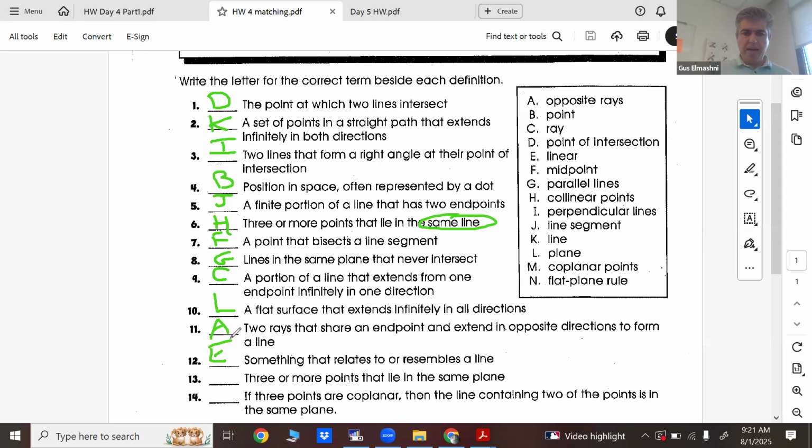All right. 3 or more points that lie in the same plane. I think that's N. Yeah, because we have to use N. I'm pretty sure that's N. That's a weird one. I never heard that rule. If 3 points are coplanar, then the line containing 2 of them is in the same plane. That's coplanar points. Wait, crap. It's M then N. Yeah, my apologies. I didn't see M. Those are coplanar points. And an N, if 3 points are coplanar, then the line containing them, yeah. Because that line has to be on that plane. Right. Okay, that makes sense.